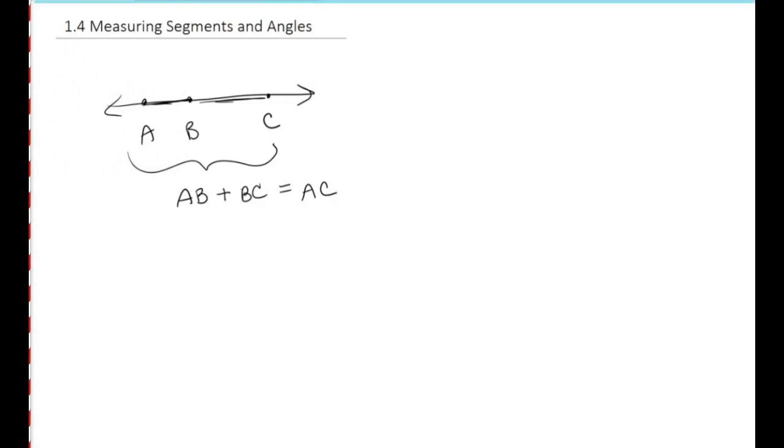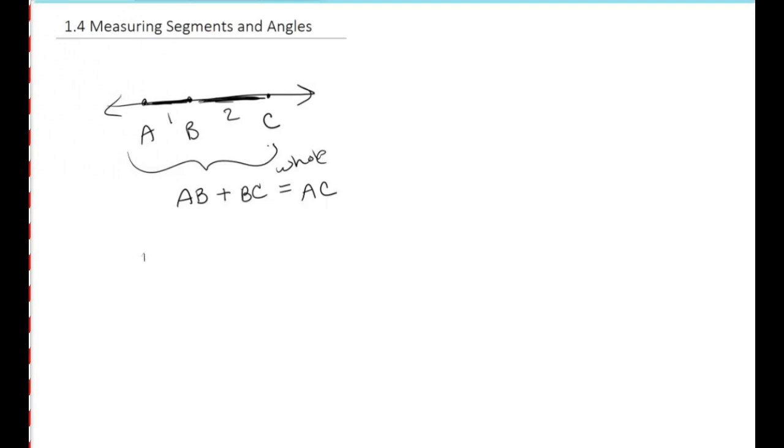It doesn't necessarily have to be the midpoint. Occasionally it is. I would say usually it's not. But when we have a point in between, then one segment plus the other segment is going to equal the whole. All right, that is what the segment addition postulate is.